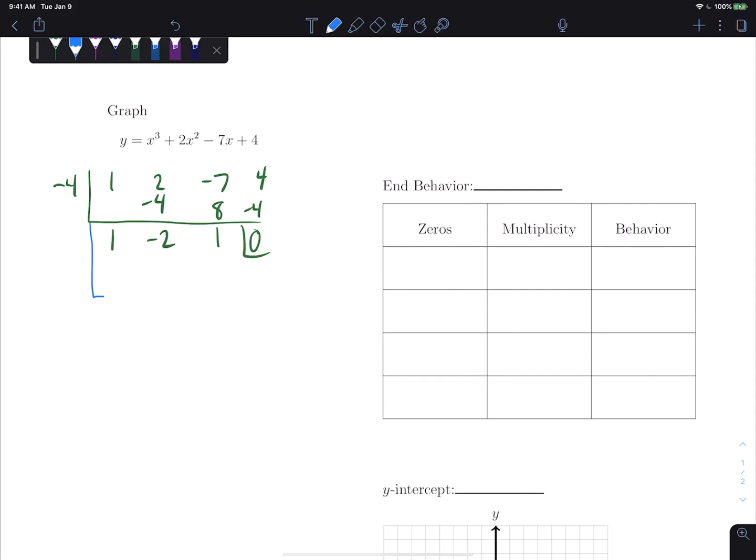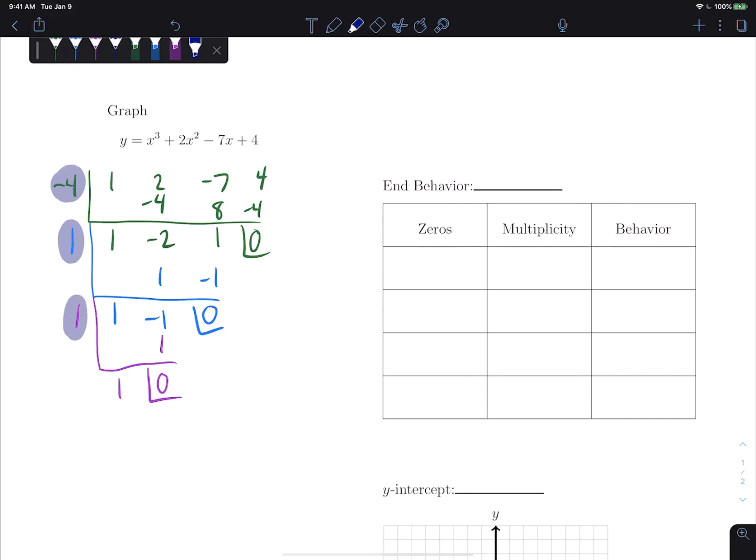But let's continue. We're also going to prove that 1 is a zero. Now notice that I'm just using these numbers here. I'm not dealing with the 0 here any further. So bring down the 1, multiply, add, multiply, and add. Doing this, I've just proven that 1 is in fact a 0. Fantastic. Now, continue, bring down the 1, multiply, and add. Wonderful. Notice that our zeros are in fact -4, 1, and 1.